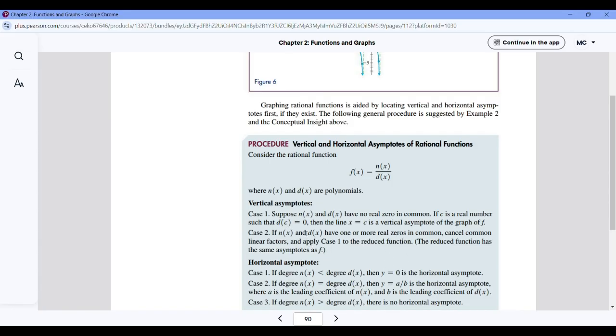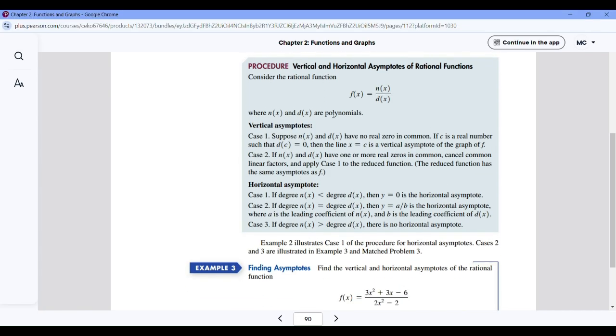So you're still going to end up doing what case 1 is, setting the denominator equal to 0. The horizontal asymptote occurs under 3 conditions. The first condition is if your numerator degree is less than your denominator degree. So for example, if this is x to the 3rd over x to the 5th, there's going to be y equals 0 as a horizontal asymptote.